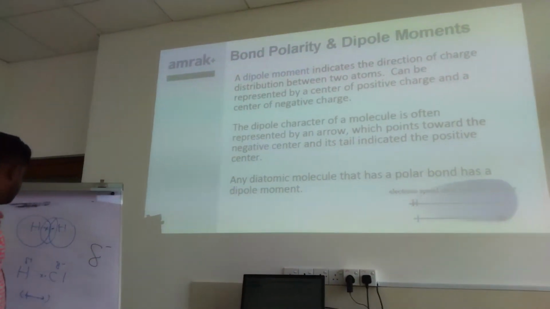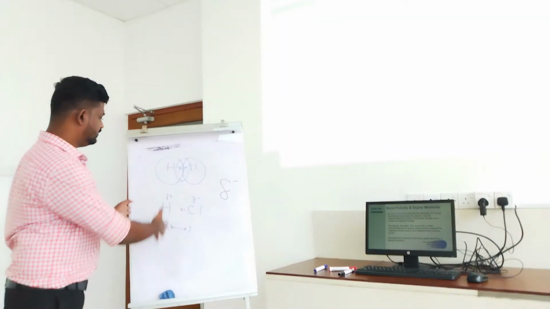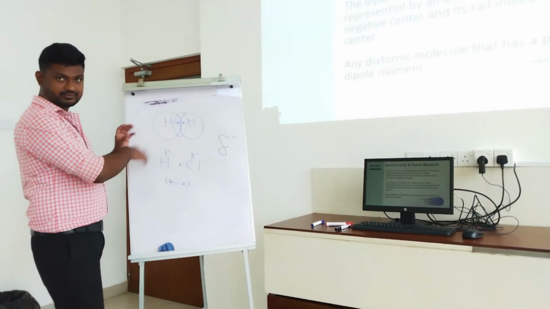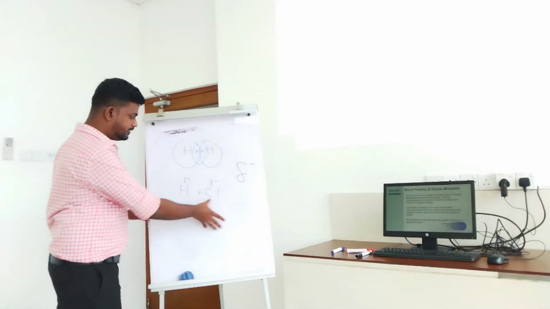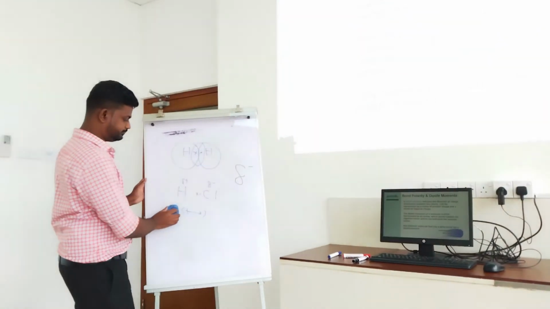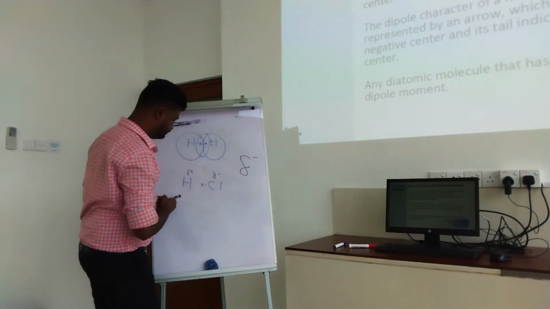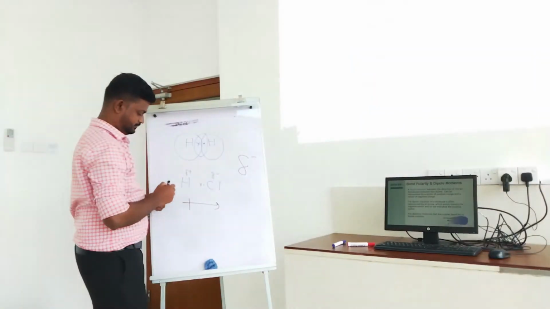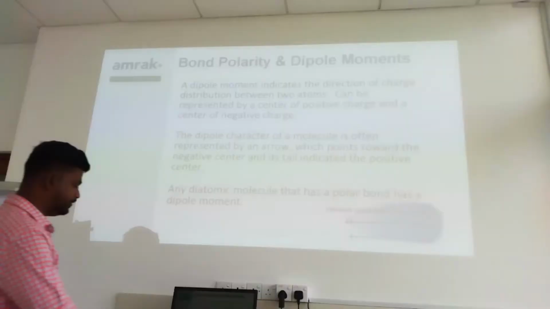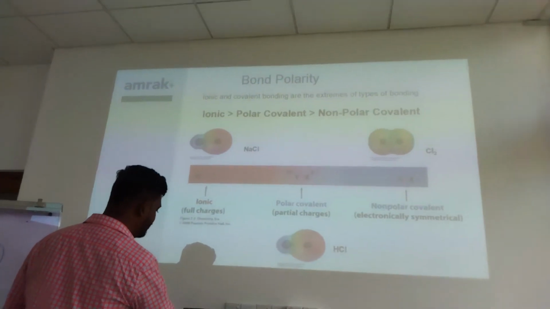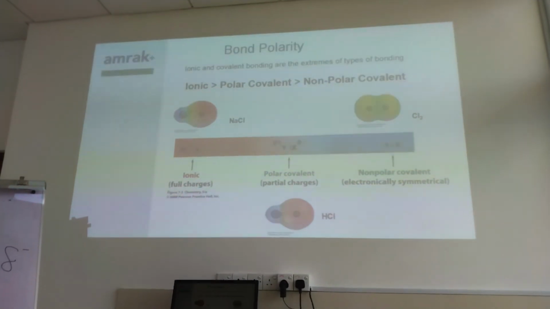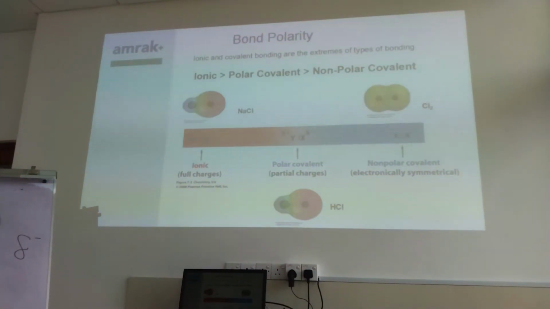Here, one part is positive and the other part is negative. It's not completely positive or negative, it's an induced charge. This is the dipole moment. Hope this is clear. Bond polarity: ionic bonds are more polar than polar covalent bonds, which are more polar than non-polar covalent bonds.